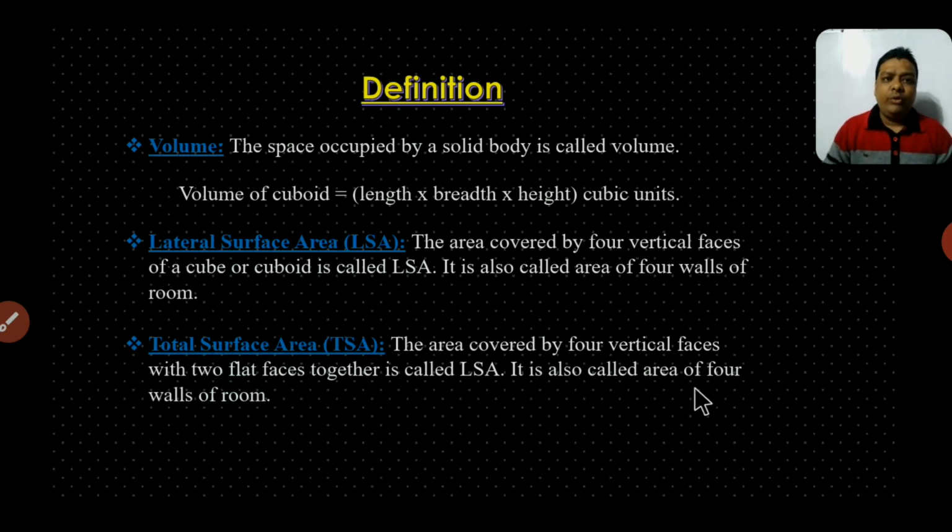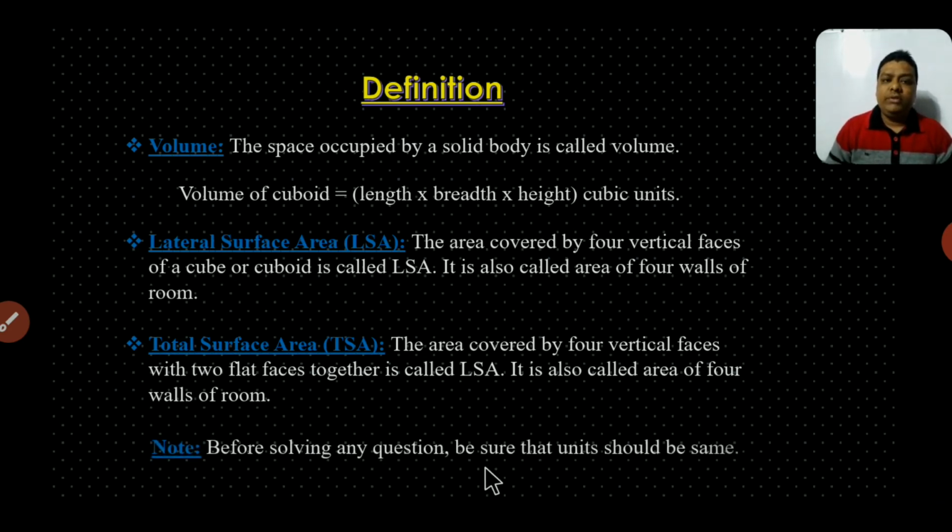So not only four vertical faces, we will take two flat faces also. Flat faces means what? Ceiling and the floor also. Then we can say that the total area will be called total surface area. Now, before solving any question, be sure that units should be the same. That we have to see.